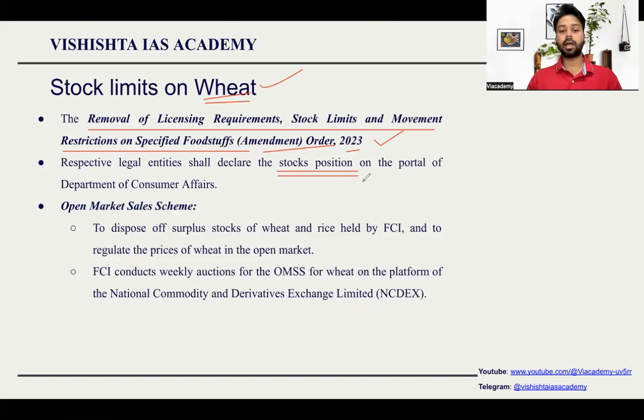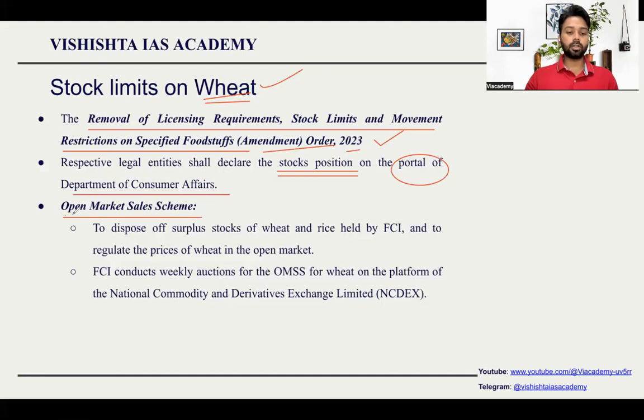Whatever stock is there in the hand of an entity should be declared by them on a portal of the Department of Consumer Affairs. So for example, if I am a wheat merchant, I should declare how much quantity of wheat I am having at present in the portal. If not, it will become an offense.